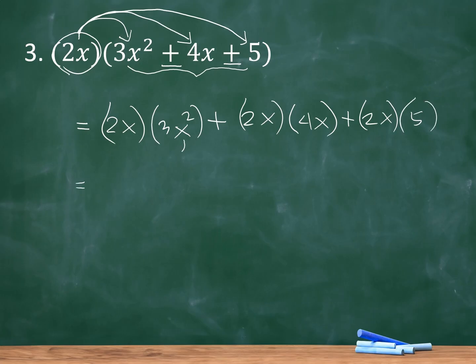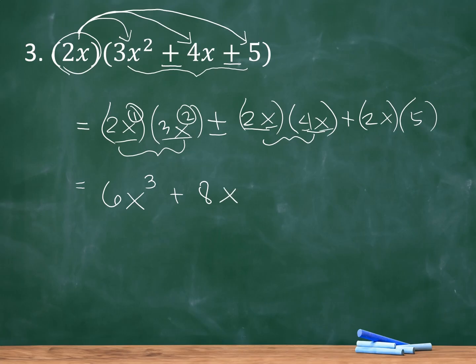So we will multiply now these two monomials. 2x times 3x squared is gonna be 6x. Then we add their exponents, right? 1 plus 2, that's 3. Plus, multiply these monomials. 2x times 4x. 2 times 4 is 8. x times x, we copy the common base x and then we add their exponents. 1 plus 1 is 2. And then we have plus, and then multiply these monomials. 2x times 5 is 10x.